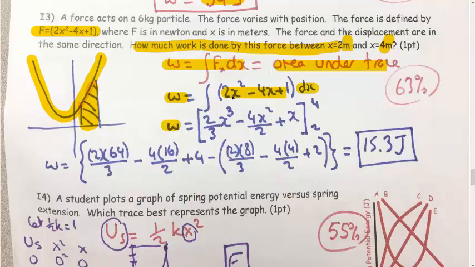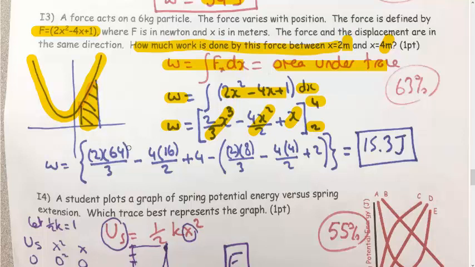Well, work is equal to, let's have a look. I increase my power by 1 and put it in the denominator. So that's 2 over 3 x cubed minus 4 over 2 x squared plus x. And my limits are between 2 and 4. And then I'm substituting in.